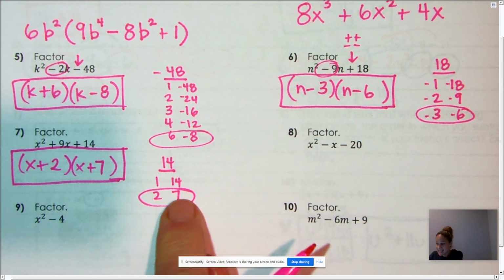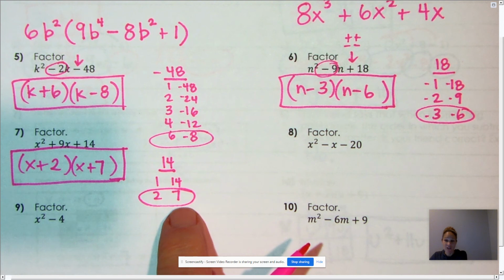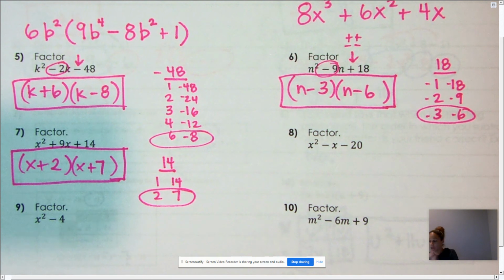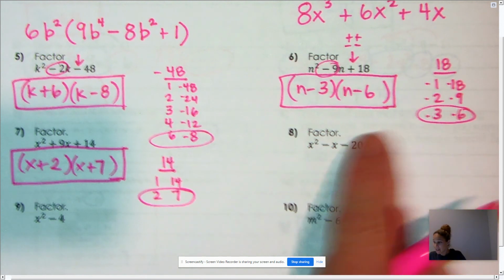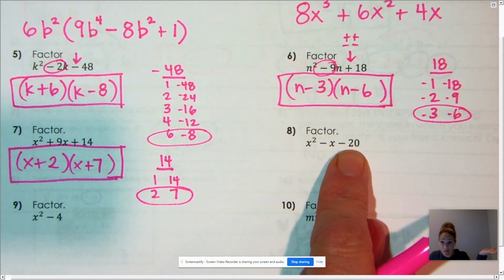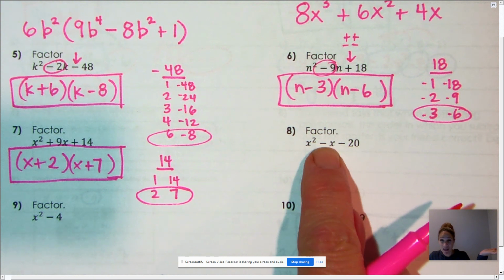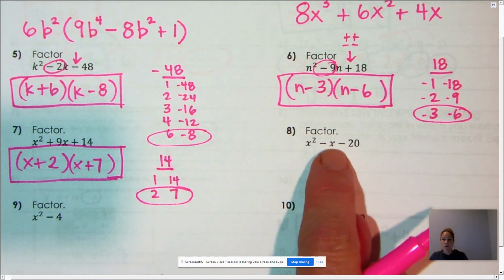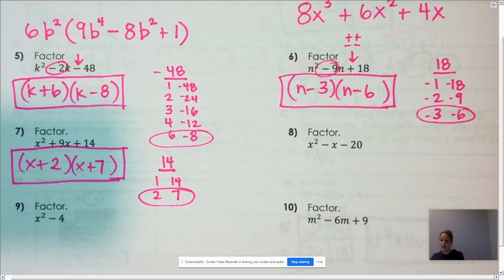Again, this list is only if you look at the problem and you're like, I'm not really sure. Okay, if you can see it right away in your head, like for this one, I know 4 times 5 makes 20. And if I subtract them, I get -1, depending on which one's positive, which one's negative. So for me, I wouldn't even write the list.